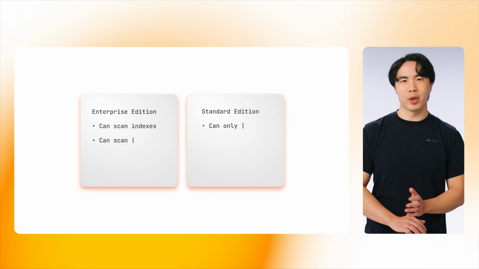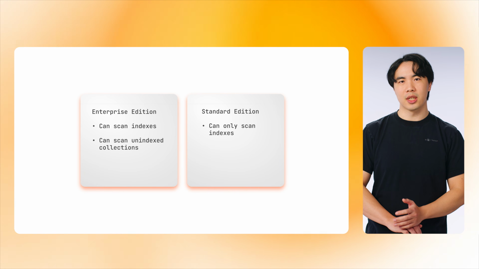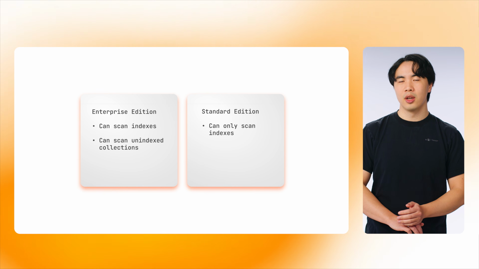Though both Standard and Enterprise editions use the same index types, Enterprise Edition is capable of scanning all the documents in a collection to execute queries, which is called a collection scan. Firestore can also combine scanning indexes with document lookups on the same collection. As you can imagine, this has implications for performance, which we'll talk about in a future video.